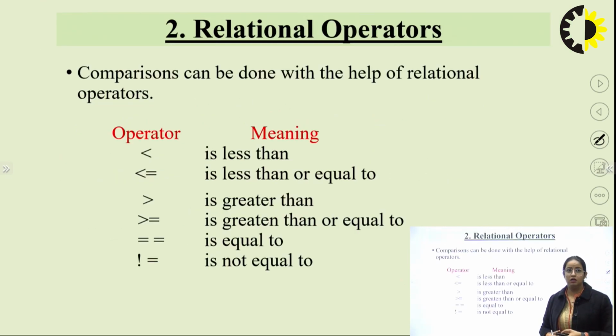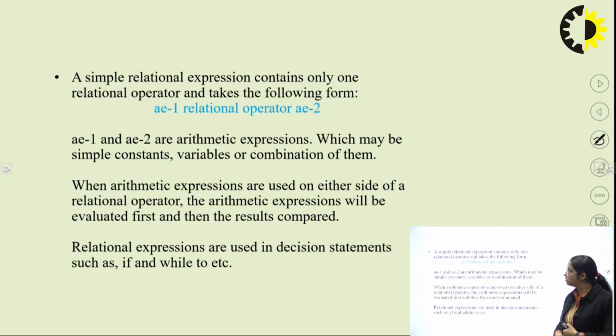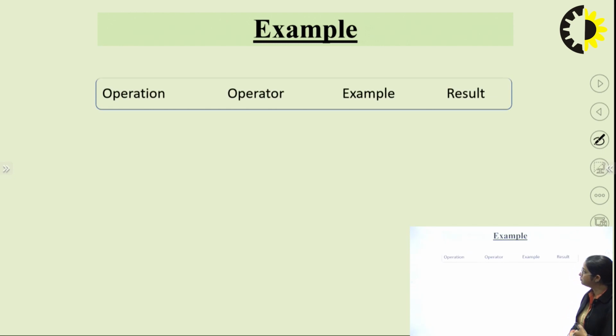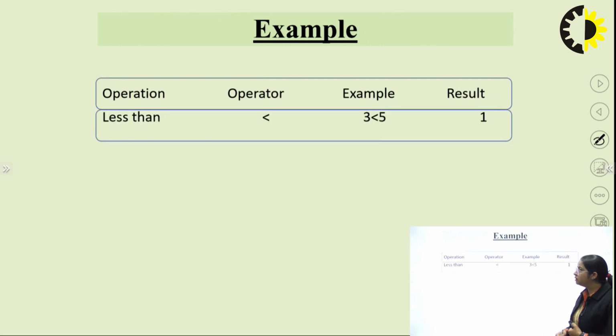Okay, next is relational operators. What are relational operators? Relational operators are the operators which compare two operands. These are the symbols of the relational operators: less than, less than or equal to, greater than, greater than or equal to, equal to, and not equal to. Okay, let's take some examples. First is less than.